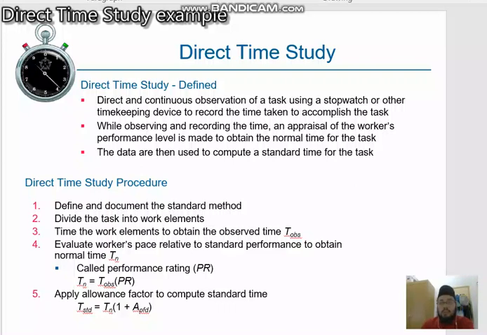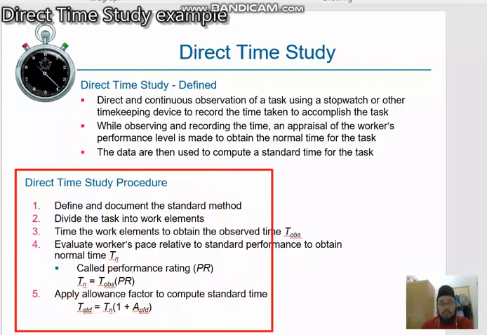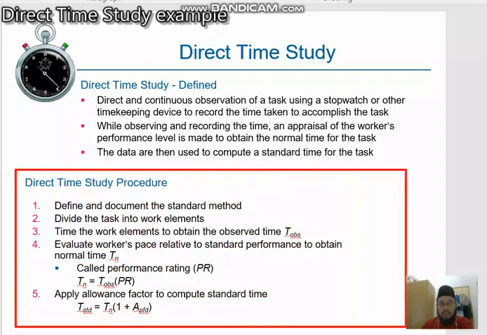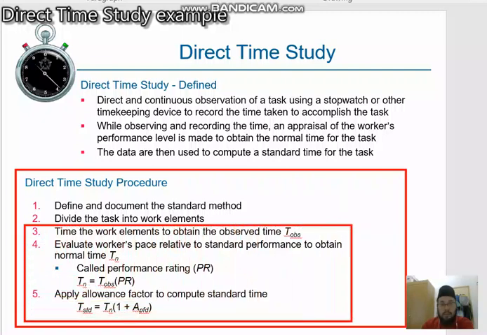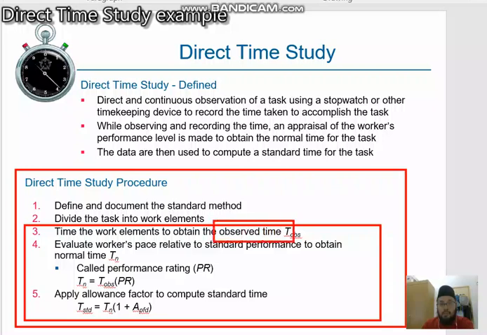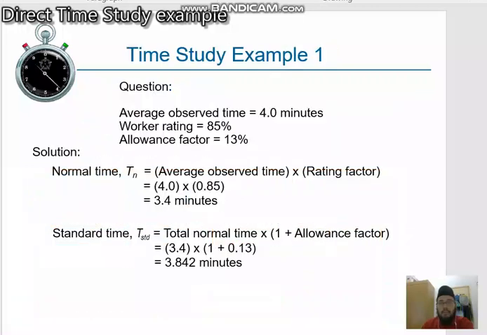In this video session, we want to focus on the direct time study application, especially on the third to fifth procedure: the calculation of observed time, normal time, and standard time. Okay, so we look at the first example.